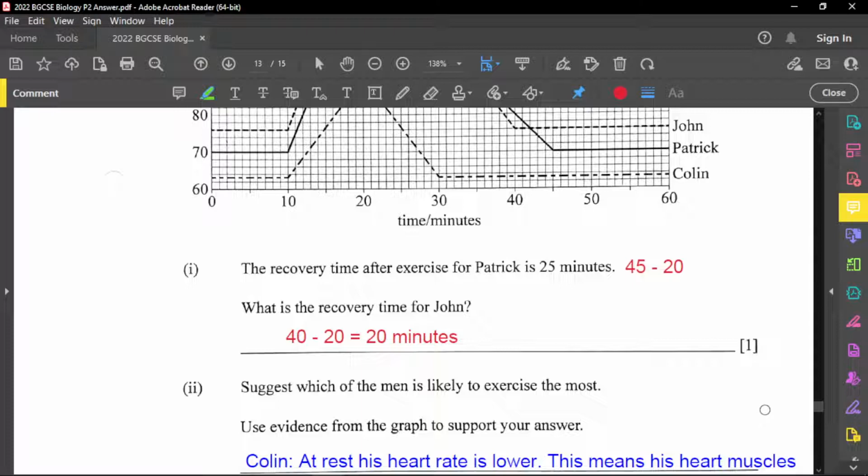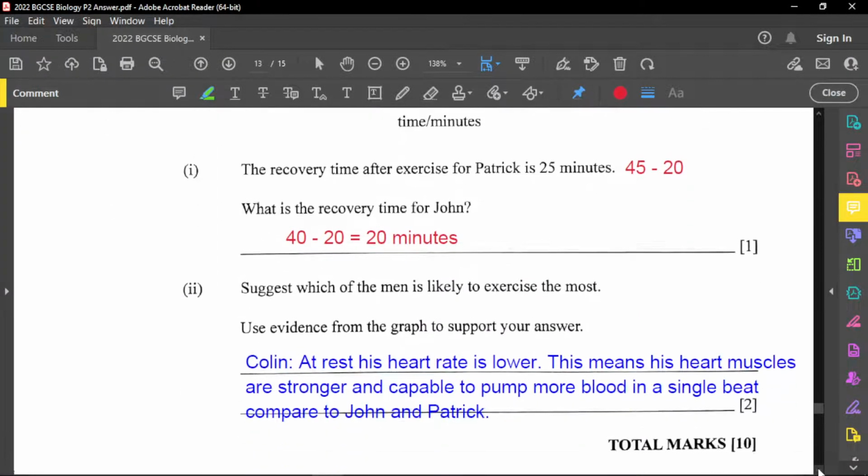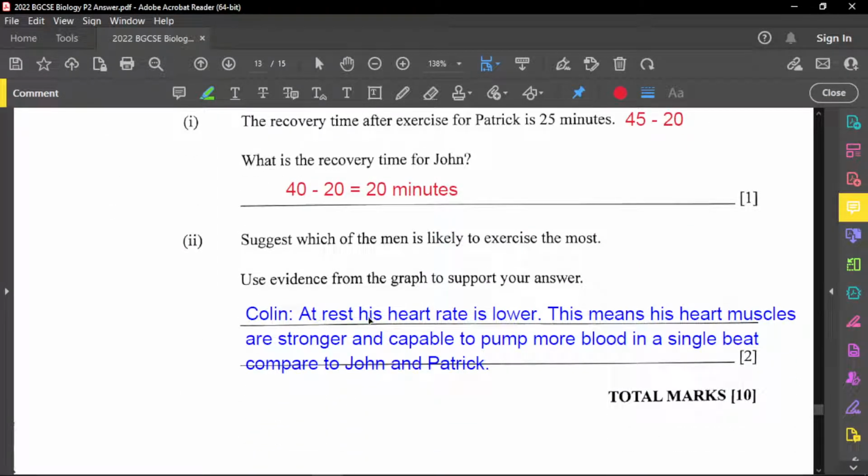Part 2 is to suggest which of the men is likely to exercise the most, and to use evidence from the graph to support your answer. Colin is that guy. If you look at Colin's heart rate, it is very low. It's lower than both of them all the way through, no matter what time. For the same timing, at the same pace, Colin's heart rate is always lower than both of them. So the answer here is that at rest, his heart rate is lower.